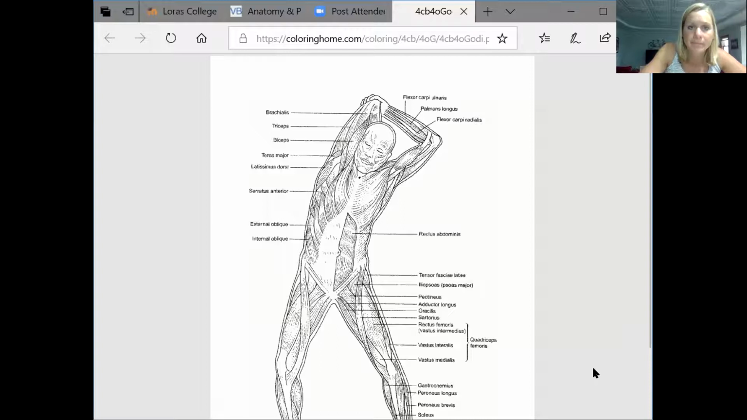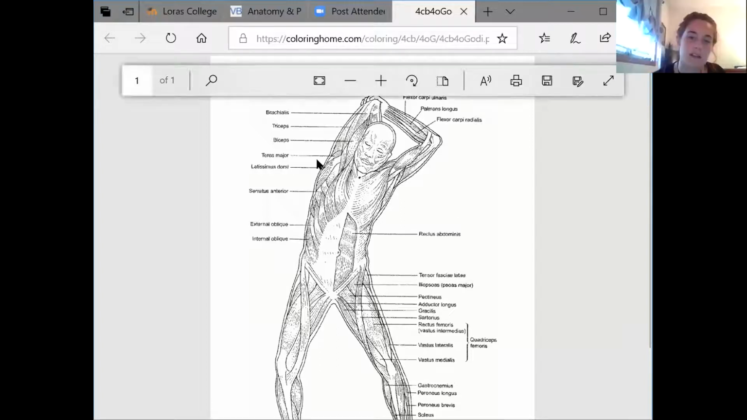Yep. Okay. So here's another coloring page with the abdomen, and then there's also a spinal one.